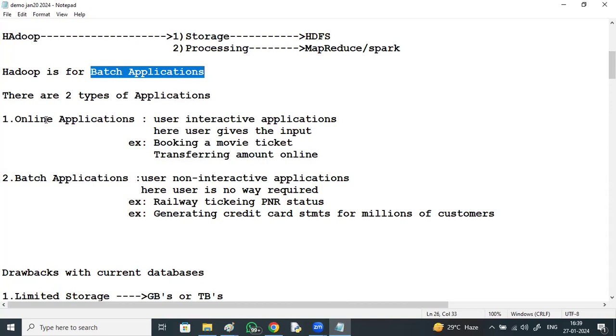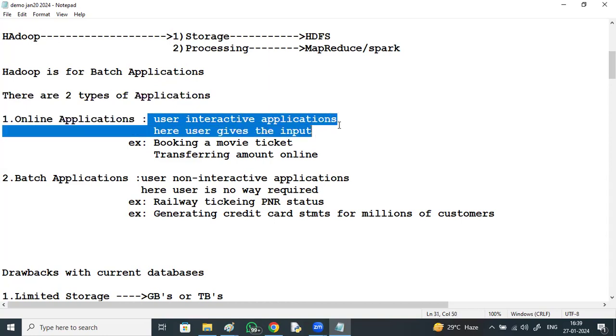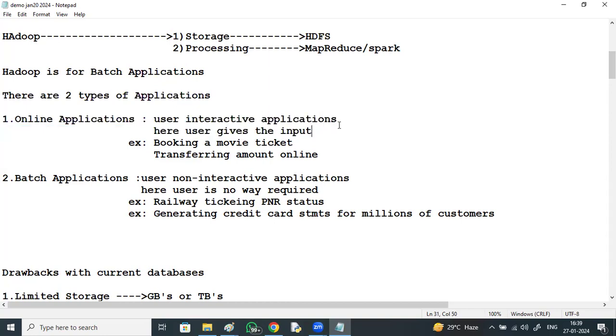There are two types of applications, batch and online. Online applications are user interactive applications, where the user gives the input, like booking a movie ticket or transferring an amount online. Batch applications are user non-interactive applications, where the user is in no way required, like railway ticketing, PNR status, and generating credit card statements for millions of customers.